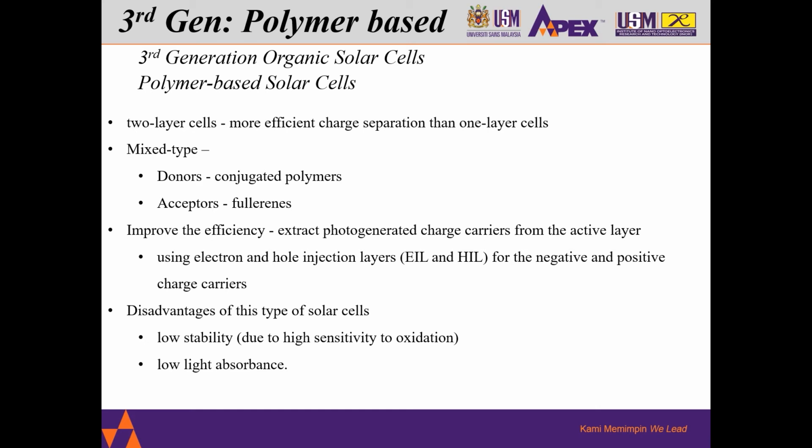In a mixed type, conjugated polymers play the role of electron donors, and fullerenes are electron acceptors. To improve the efficiency of this type of system, one should extract the photo-generated charge carriers from the active layer. This can be done using so-called electron and hole injection layers, such as EIL and HIL, for the negative and positive charge carriers respectively. The disadvantages of these types of solar cells include low stability. This is due to high sensitivity to oxidation, and they have low light absorbance.